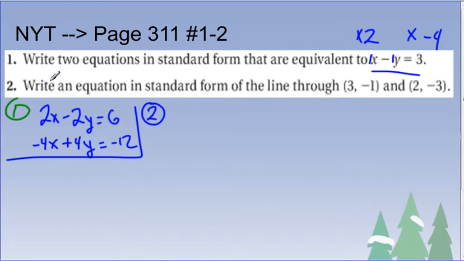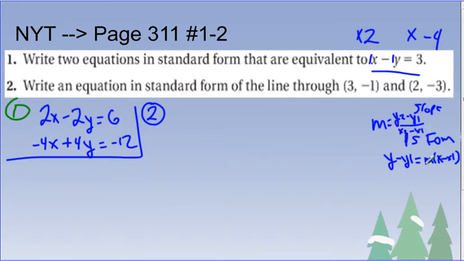This is the hard stuff we were just doing. Write an equation in standard form of the line going through those 2 points. So remember, we need slope. We need point slope form, which looks like y minus y1 equals m(x minus x1). And then we need, I can write it here, m equals y2 minus y1 over x2 minus x1. And then we need standard form, which looks like ax plus by equals c.